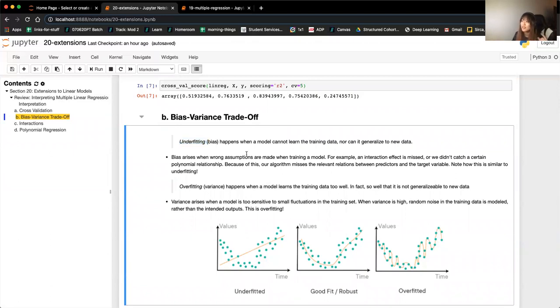And so bias variance trade-off is basically finding a sweet spot between overfitting and underfitting. You basically don't want to overfit your data because then your model won't be good at generalizing. It won't be good at predicting outside data. But you also don't want to underfit because that means your model won't even do anything. Your model won't even be able to predict. So bias happens when a model cannot learn the training data and also cannot generalize to new data. And then overfitting happens when it learns training data too well, and so it's not generalizable.